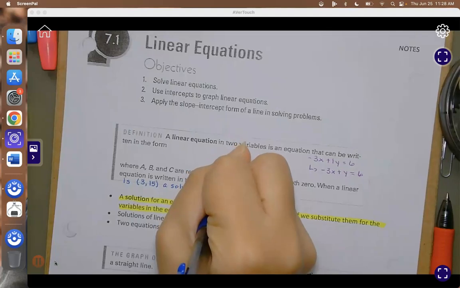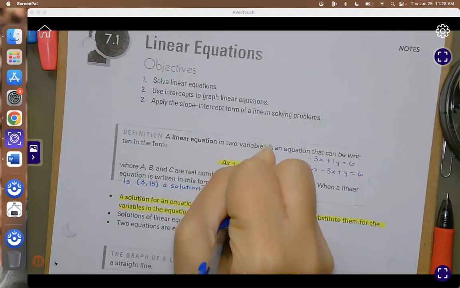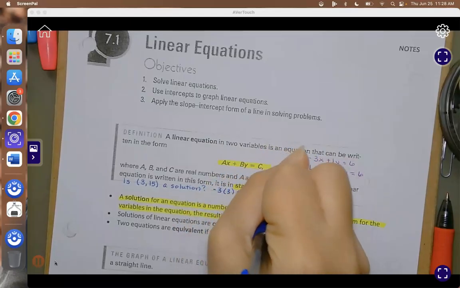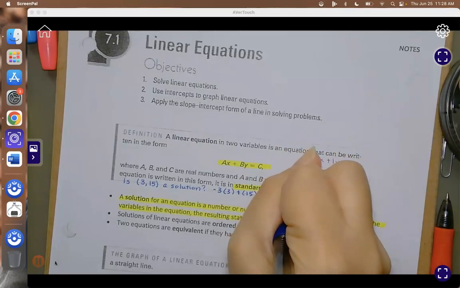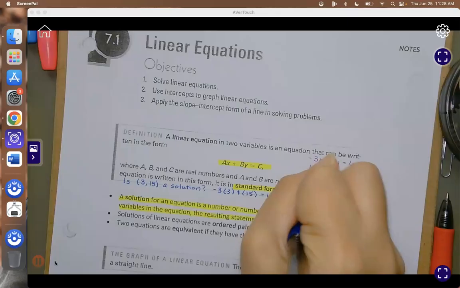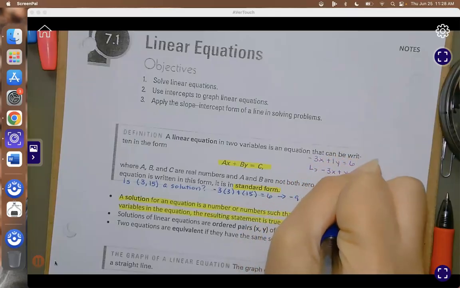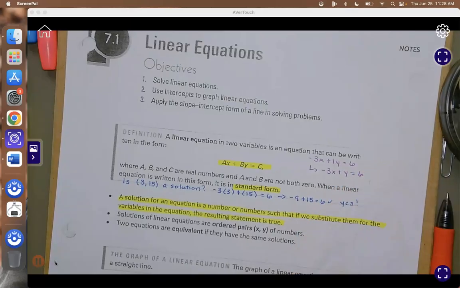So we have negative 3. We're going to plug in 3 for x. We're going to plug in 15 for y. We want to know, does that give me 6? So this gives me negative 9 plus 15, which is 6. So the answer is yes, this is a solution.